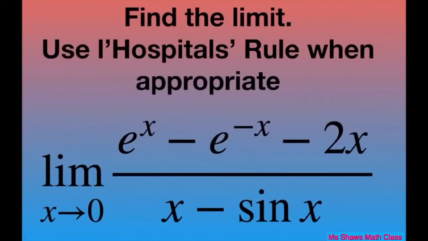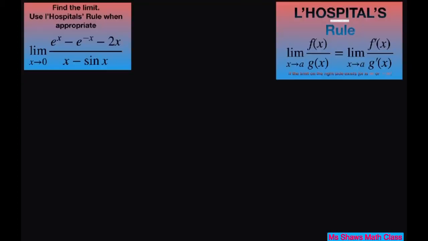Hi everyone, we're going to find the limit using L'Hopital's rule. We have the limit as x approaches 0 of e to the power of x minus e to the power of negative x minus 2x, all divided by x minus sine of x.